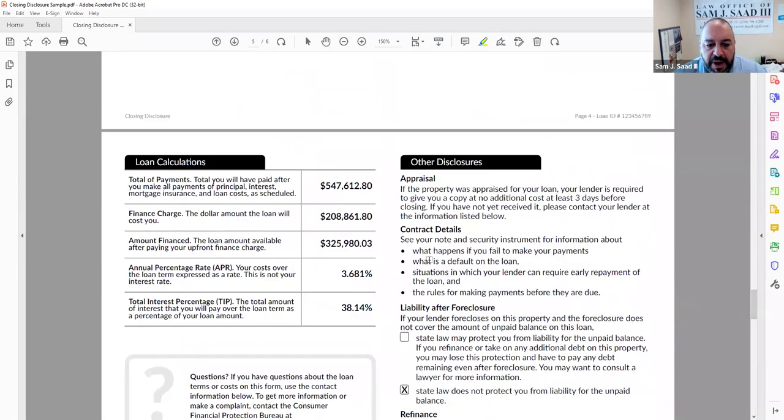Here, I'm paying $547,612.80 for this loan because I have to pay $208,000 of principal and the financed amount, this is the amount that's actually being financed less my closing cost, is the $325. Yes, Christina, you have another question? I think Christina's question was answered.